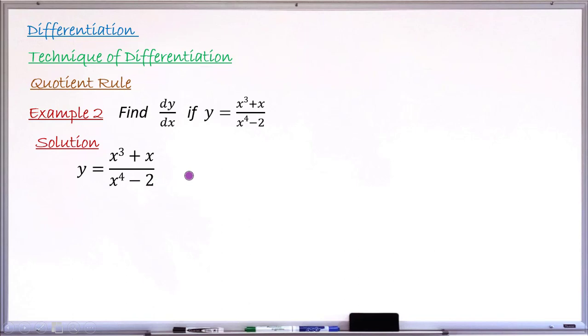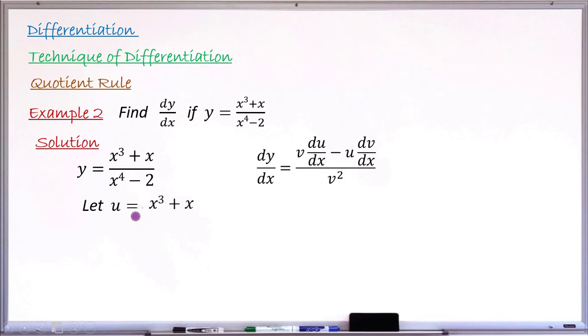So what remains is to write down your formula for quotient rule, where it says dy by dx is equal to v multiplied by du dx minus u times dv dx, all over v squared. So what remains is to let your numerator be your u and the denominator be your v. There I continue. I have u equal to x raised to 3 plus x, and my v always is the denominator. That will now be x raised to 4 minus 2.